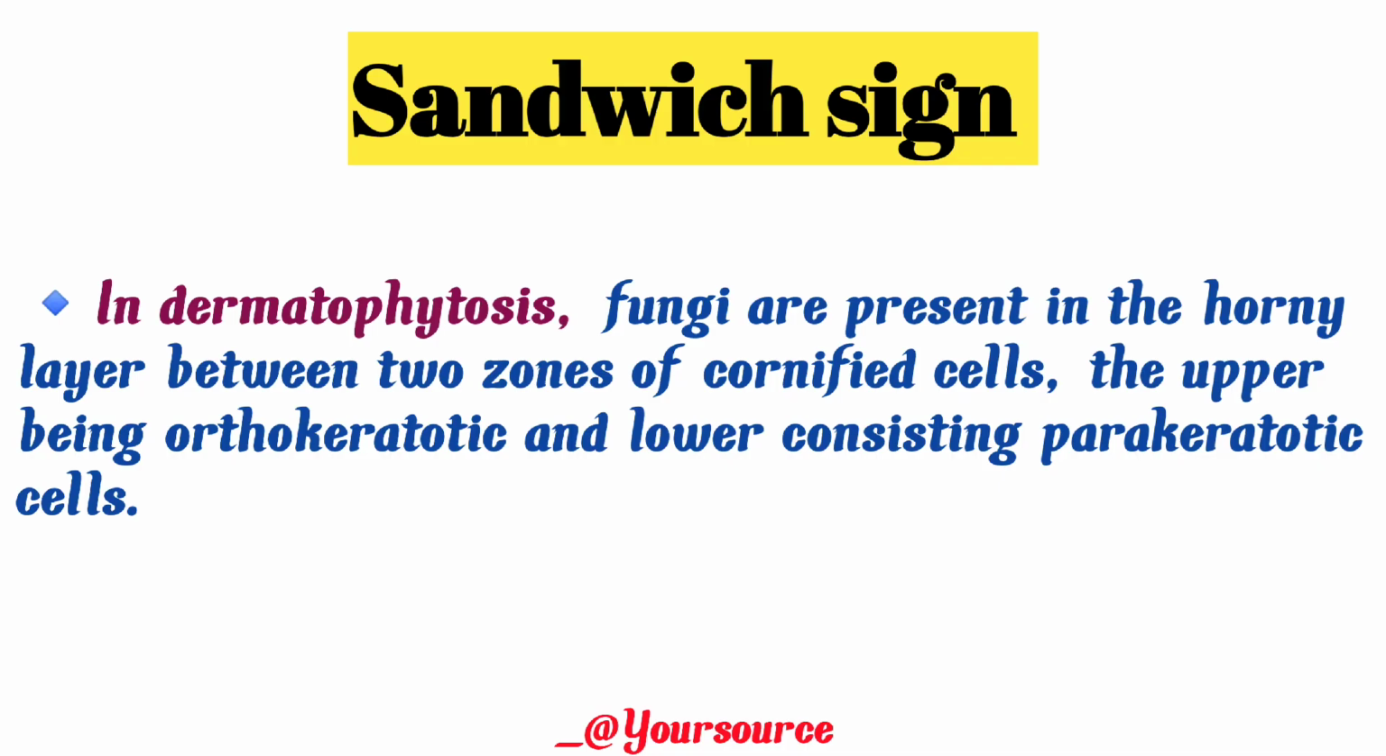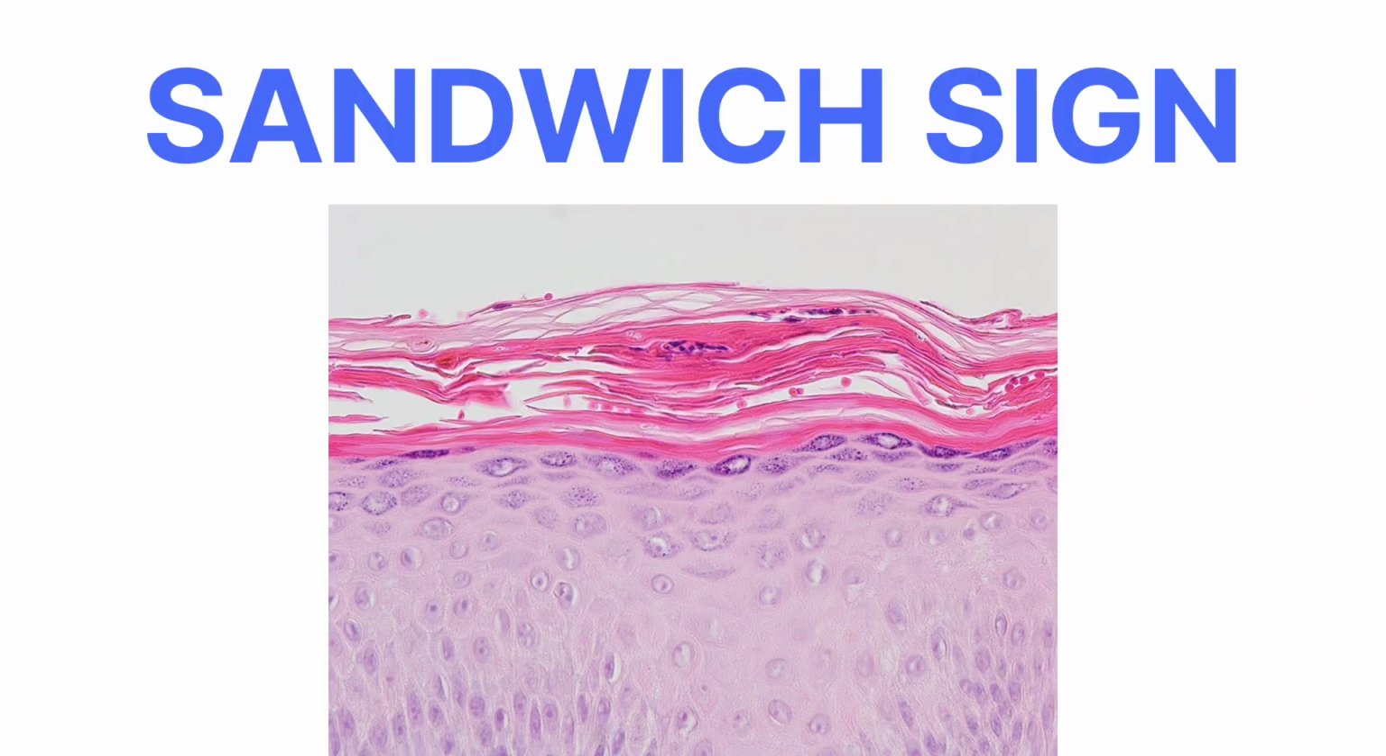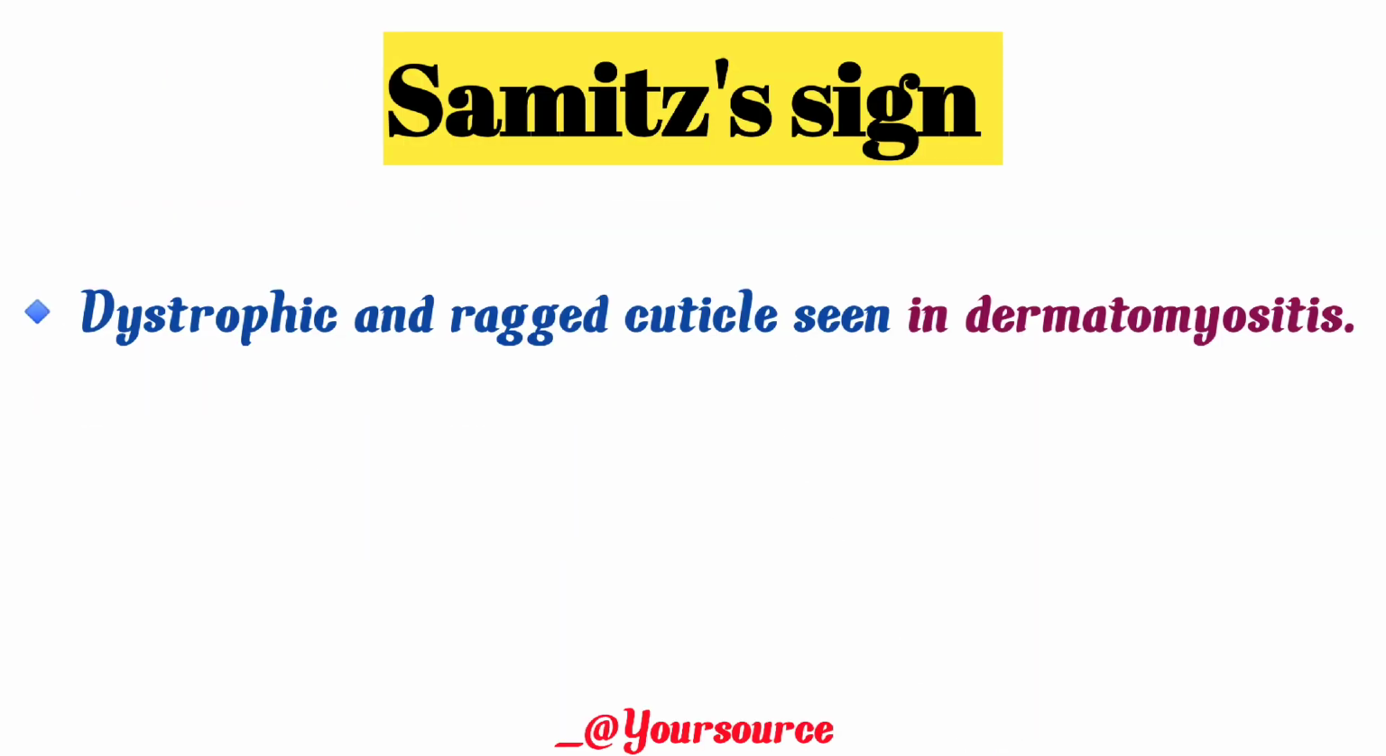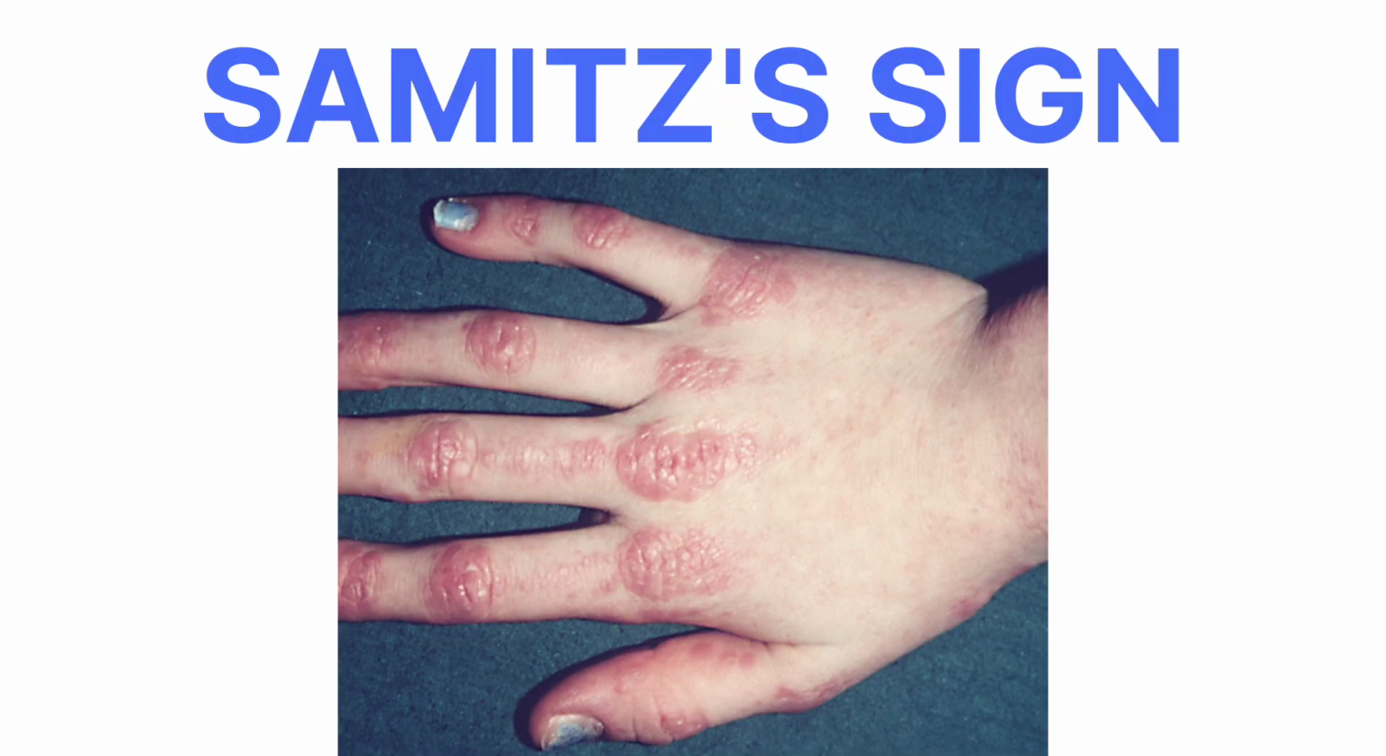Sandwich sign. In dermatophytosis, fungi are present in the horny layer between two zones of cornified cells, the upper being orthokeratotic and the lower consisting of parakeratotic cells. Summit's sign. Dystrophic and ragged cuticle seen in dermatomyositis.